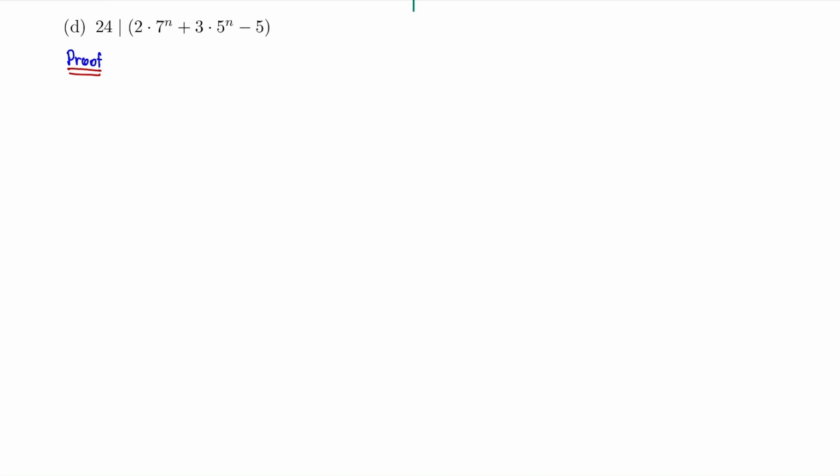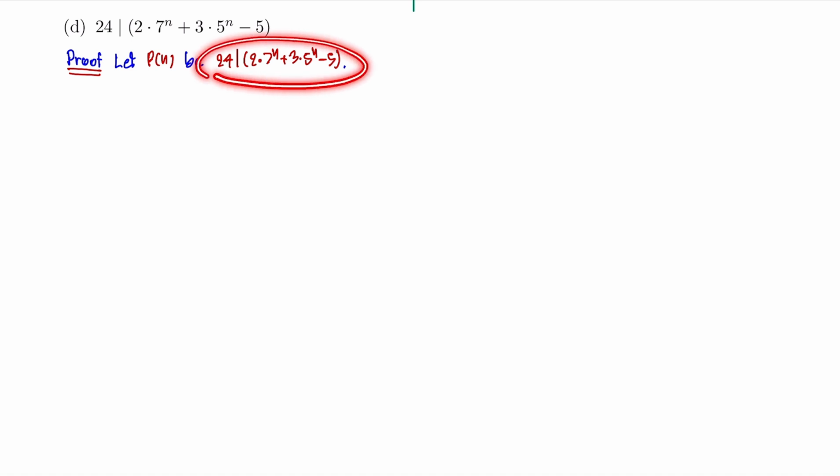Today we will use mathematical induction to prove that 24 divides 2 times 7 raised to the power of n plus 3 times 5 raised to the n minus 5, where n is any positive integer. So we let Pn be this statement: 24 divides 2 times 7 to the n plus 3 times 5 to the n minus 5. And we try to use the mathematical induction principle to prove this divisibility.